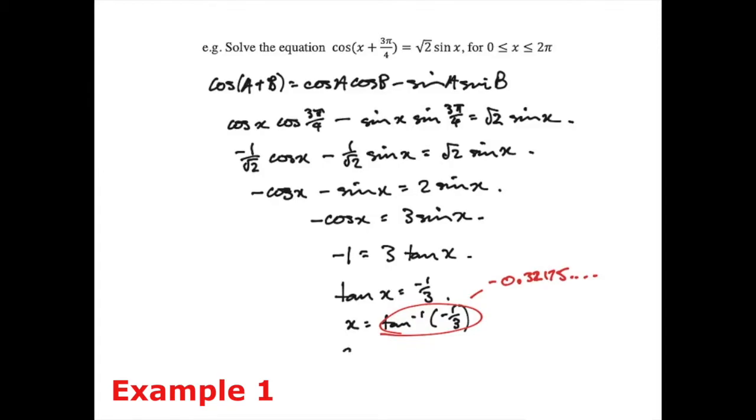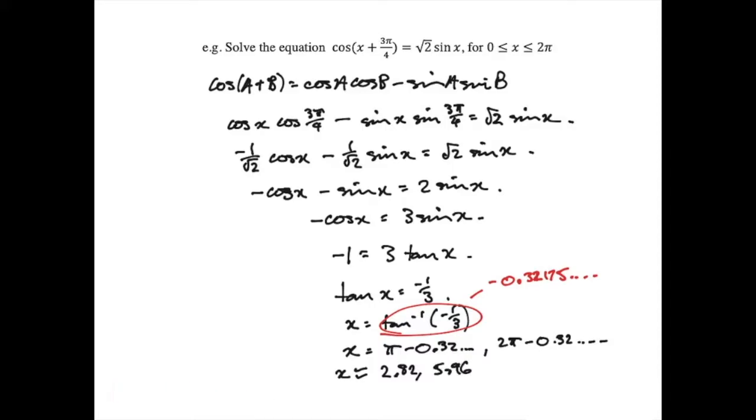So my answers will be: the second quadrant will be π minus that, and my fourth quadrant will be 2π minus that, and so my final answers are 2.82 and 5.96.